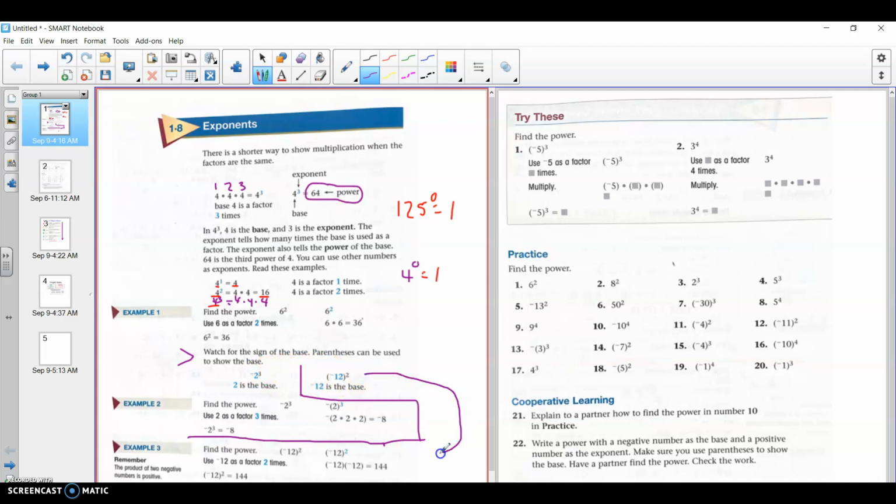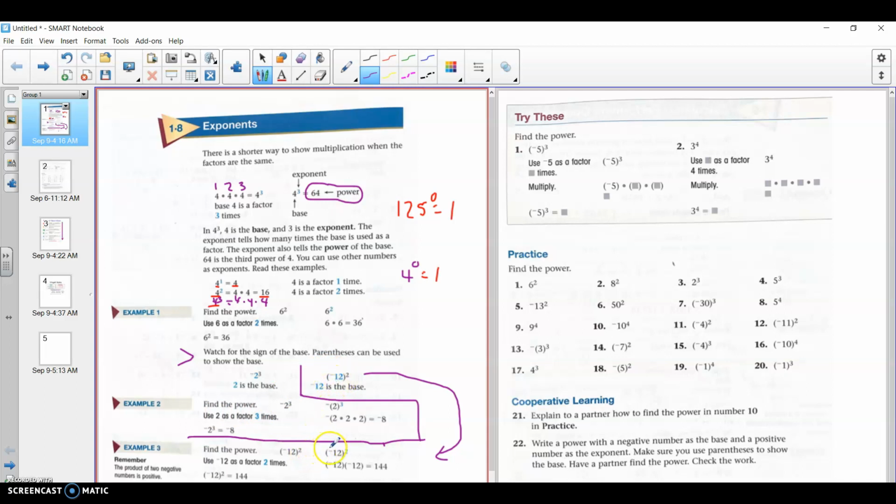This will be example number 3. Find the power of negative 12 squared. Use negative 12 as a factor 2 times. So this is where it gets a little confusing. Notice here the difference is you're using negative 12 2 times, but up here you did not use the negative 2 3 times. You only used 2 3 times, and it's all because of the parentheses.